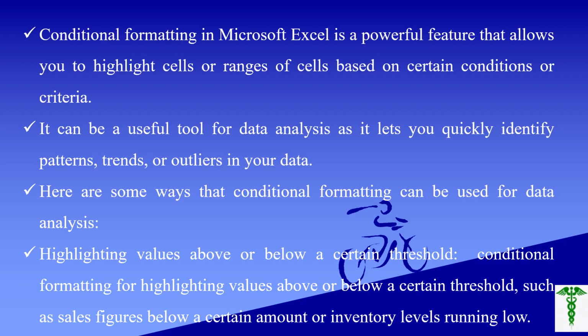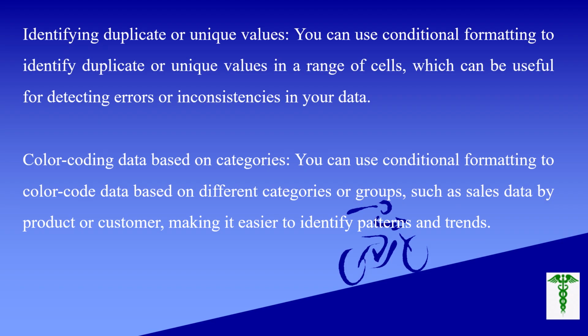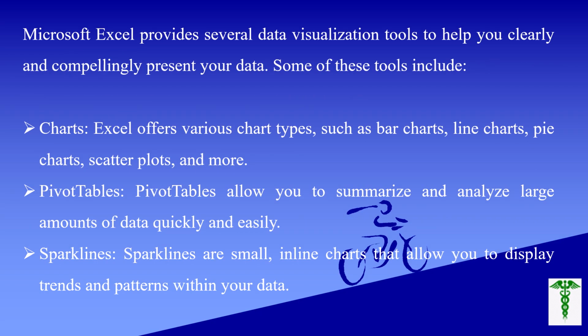Apart from that, we can use it to identify patterns, trends or outliers in your data. Now we are going to see the different ways of conditional formatting, like highlighting values above and below a certain threshold, which gives an idea of what is below and what is above the threshold point. It also helps you identify duplicate or unique values, and color-code based on the categories available, patterns, records or trends.